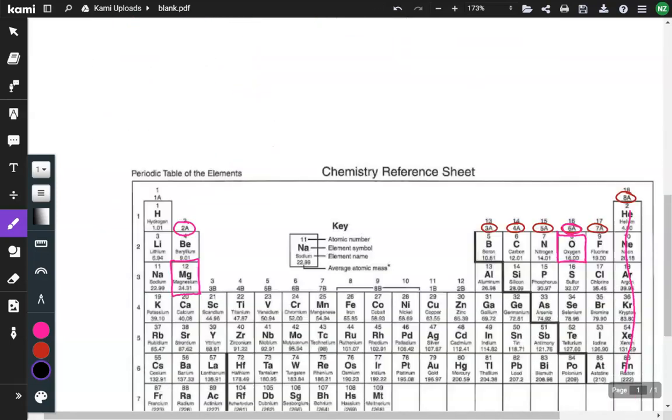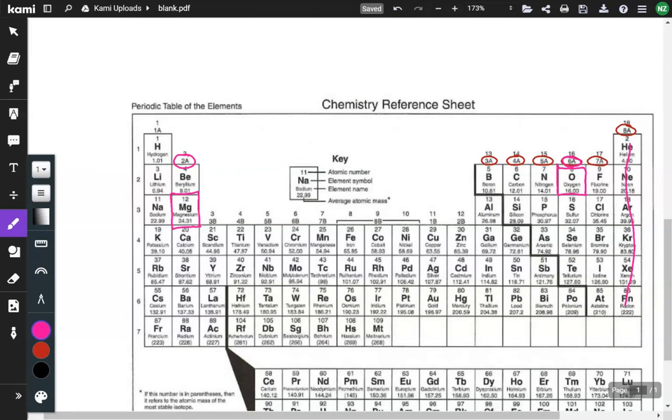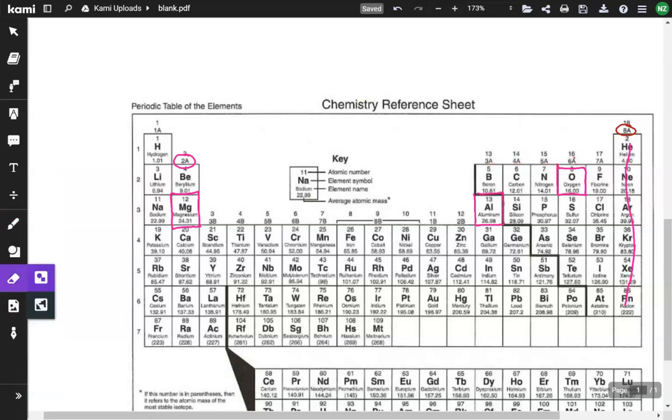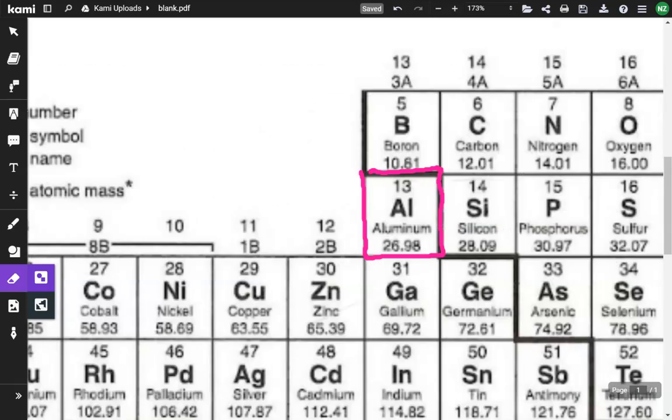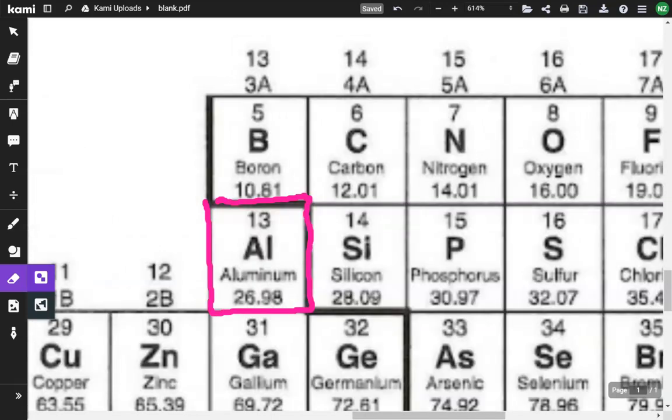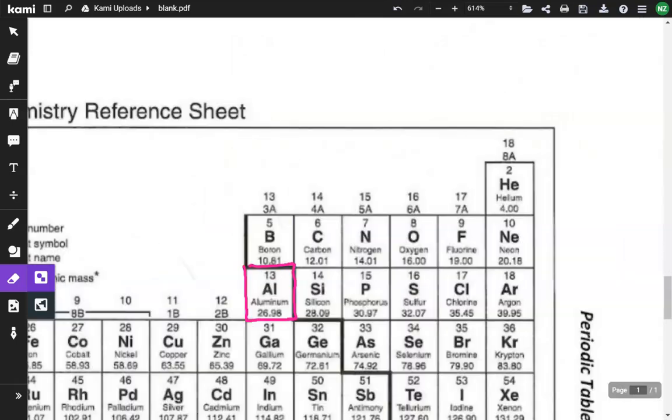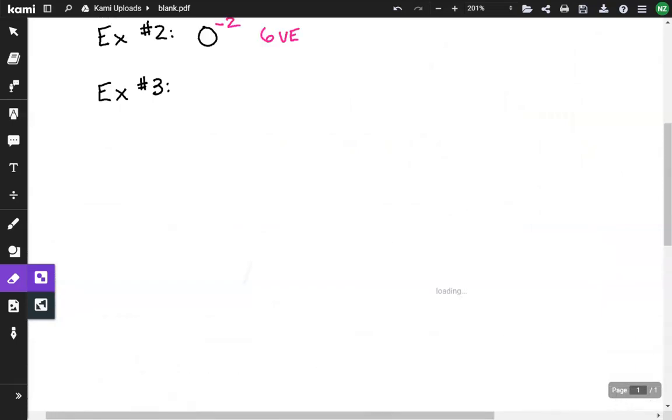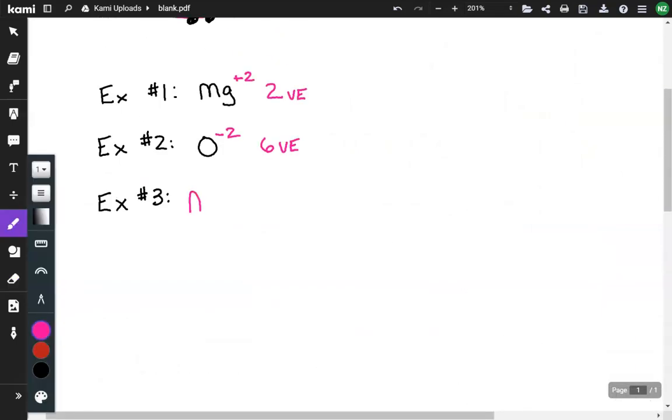All right, what about aluminum? Okay, so I want you to just pause the video for a second. Like actually do it. Actually pause the video right now. How many valence electrons does aluminum have, and what would the charge be? All right, hopefully you paused the video and worked this one out. So aluminum has 3 valence electrons. If it has 3 valence electrons, it's going to lose those, and it will have a charge of +3.